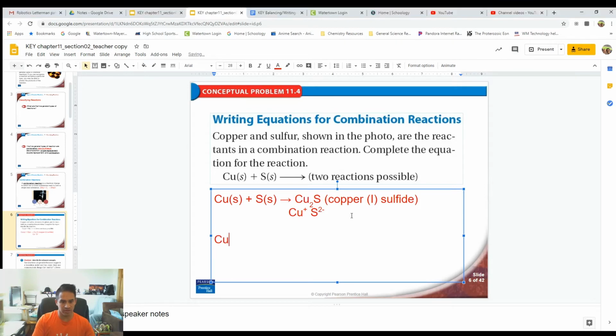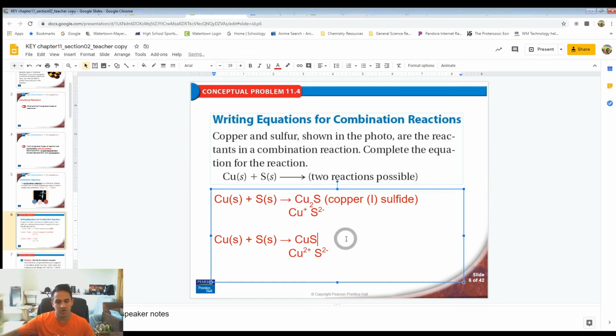Otherwise, our other reaction would be copper reacting with sulfur, and we're going to make copper 2 sulfide, which would look like this. Okay, and again, it's going to look like that because now we have copper with a 2+ charge bonding with sulfur with a 2- charge. You only need one of each.